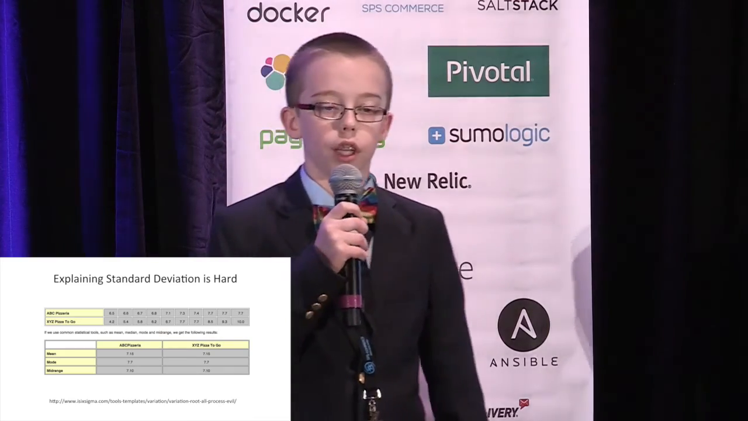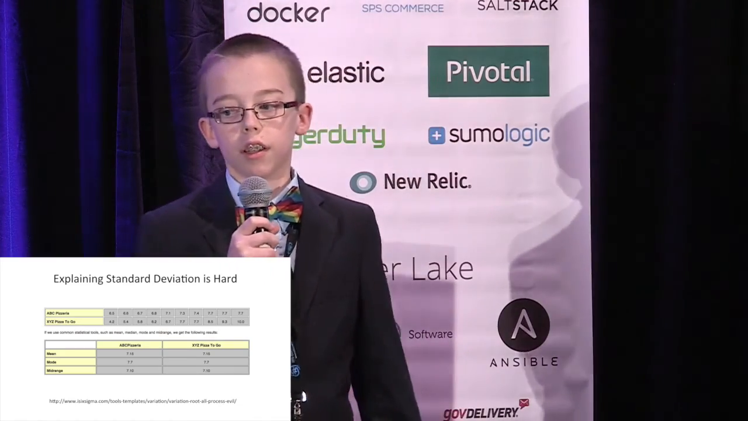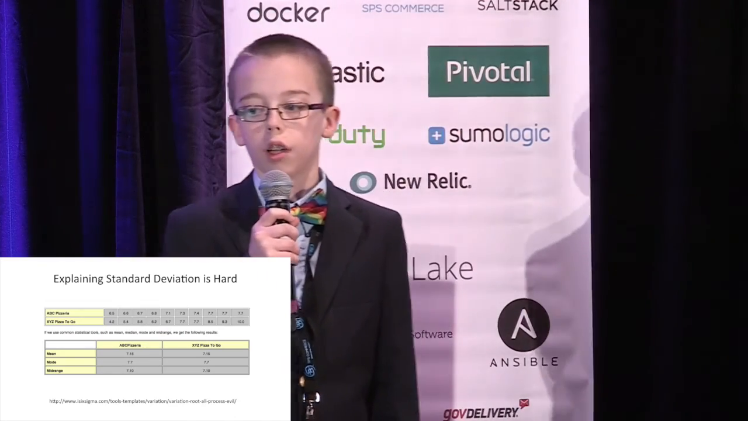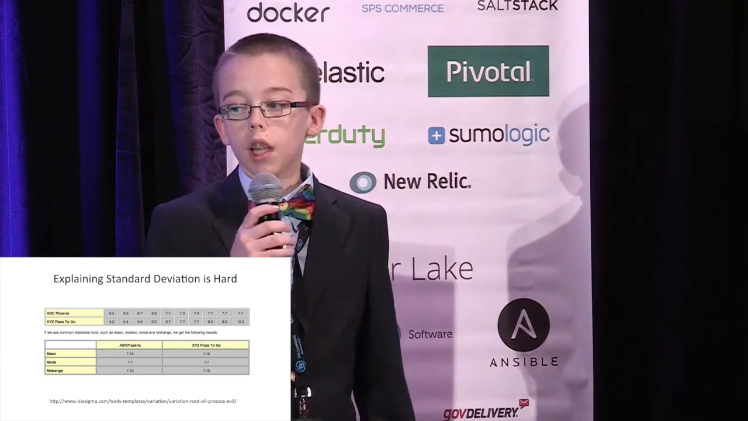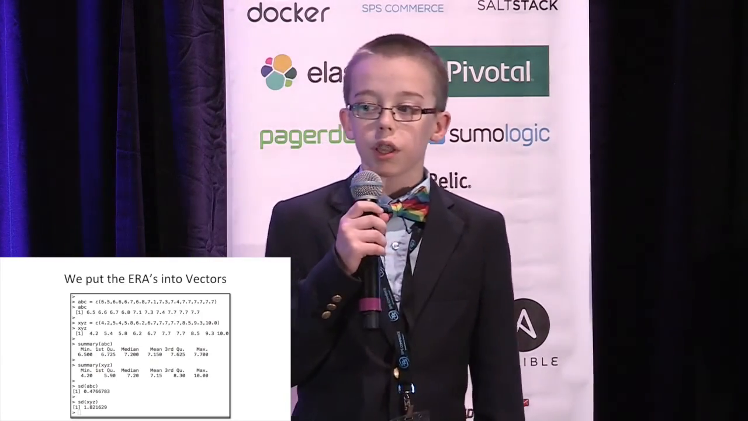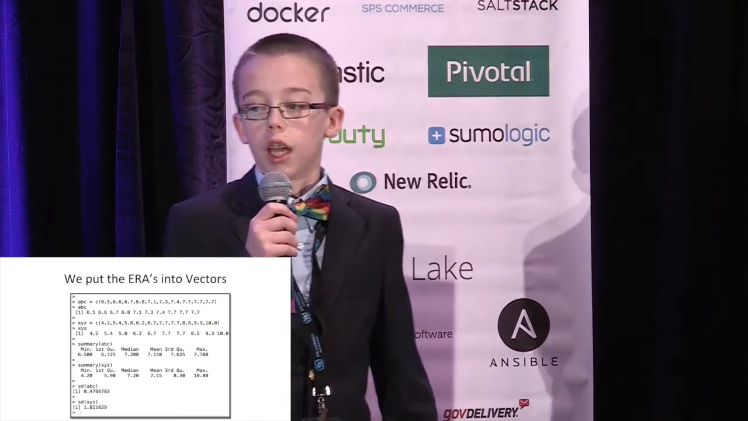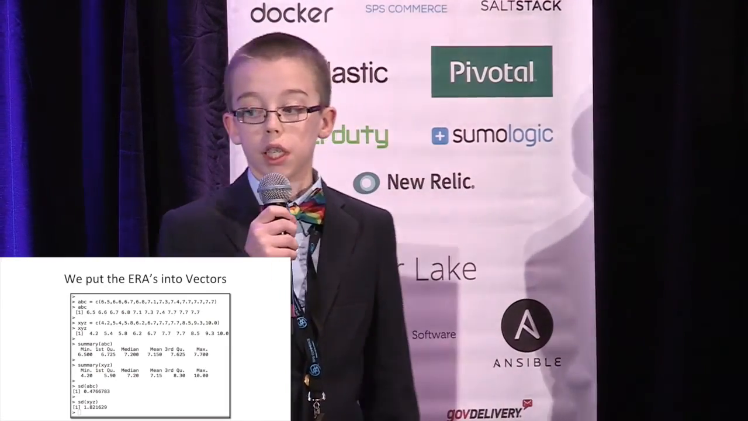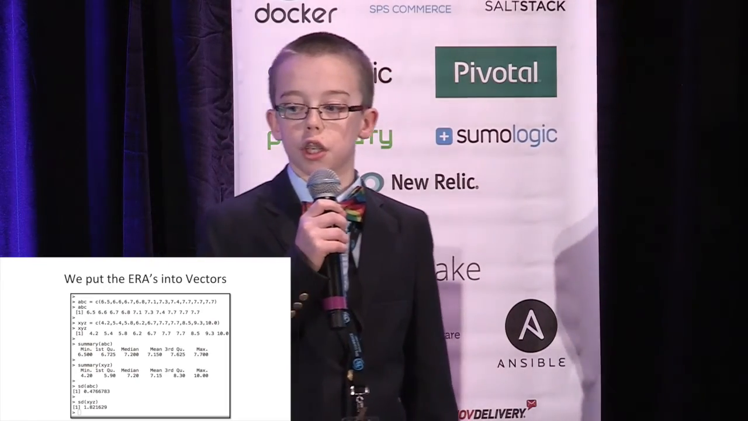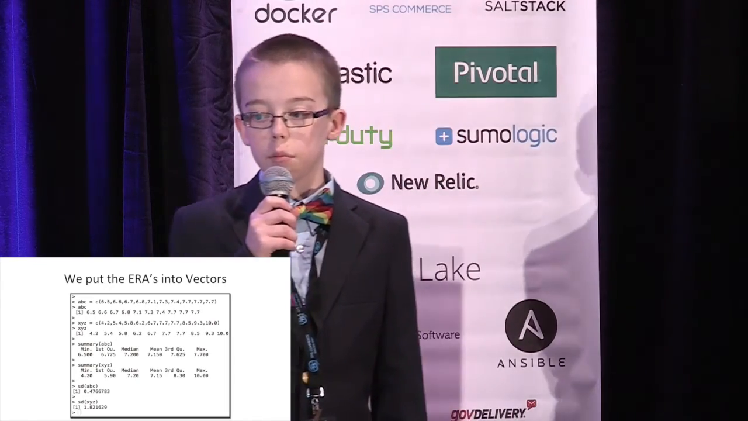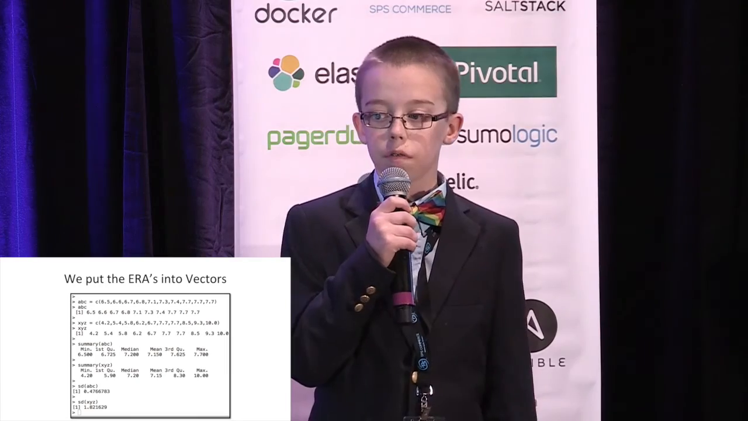Explaining standard deviation is hard. But me and my dad went to this one blog, and it showed 2 pizza shops and their delivery times for each day. We put the times into vectors, and we got that the median and mean were the same. Also, we did standard deviation and realized that ABC was a minute faster, usually.